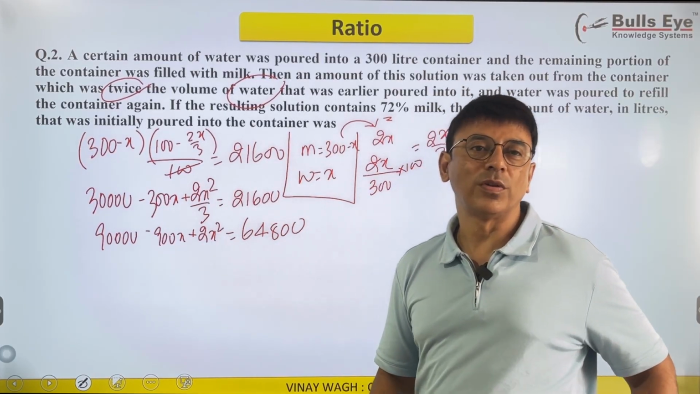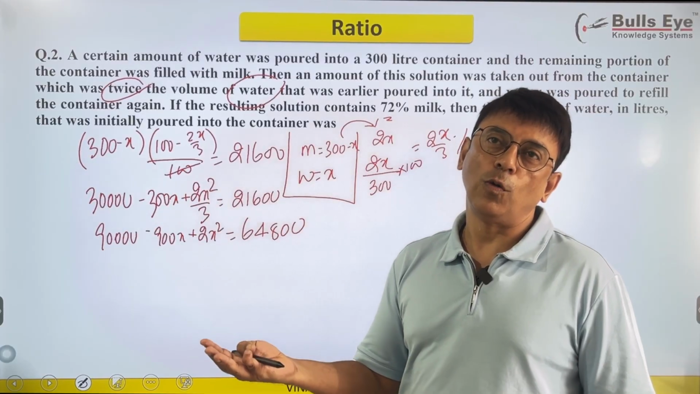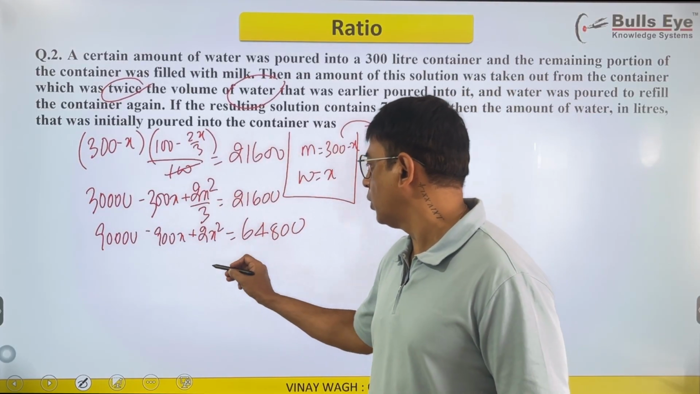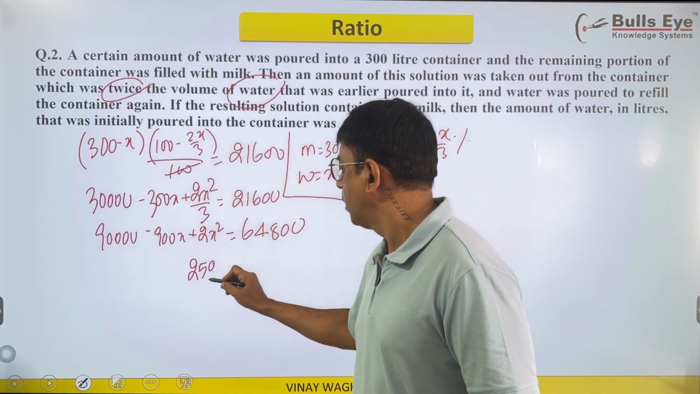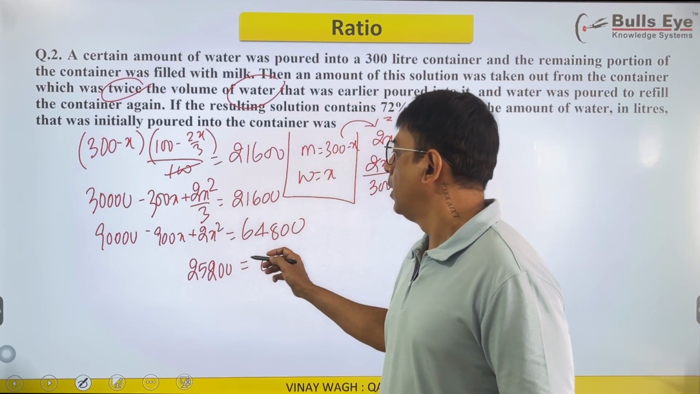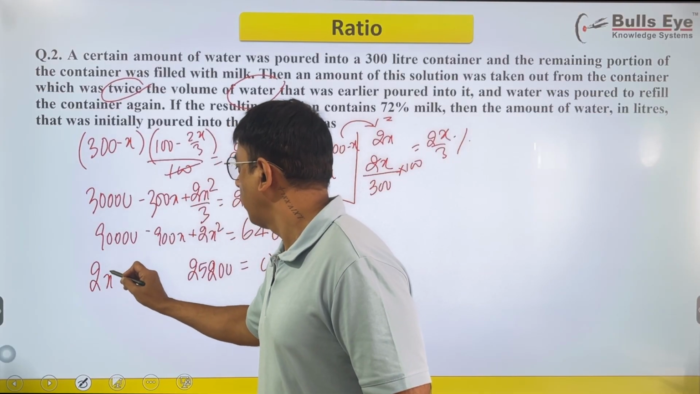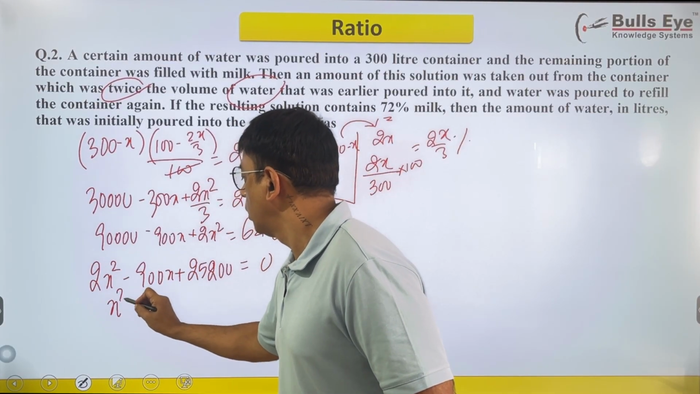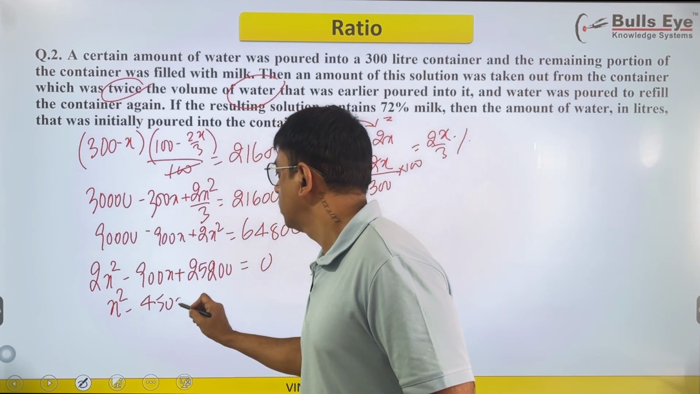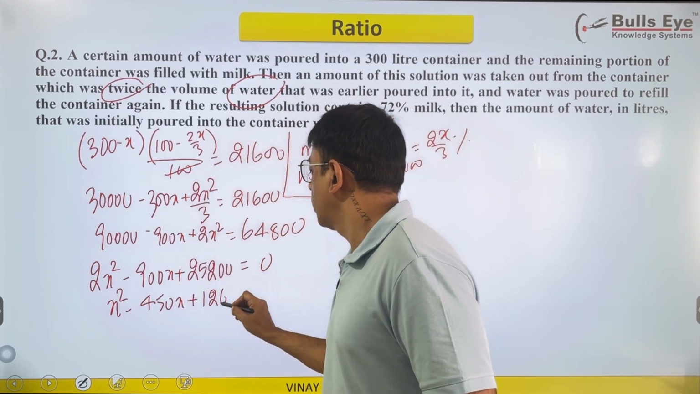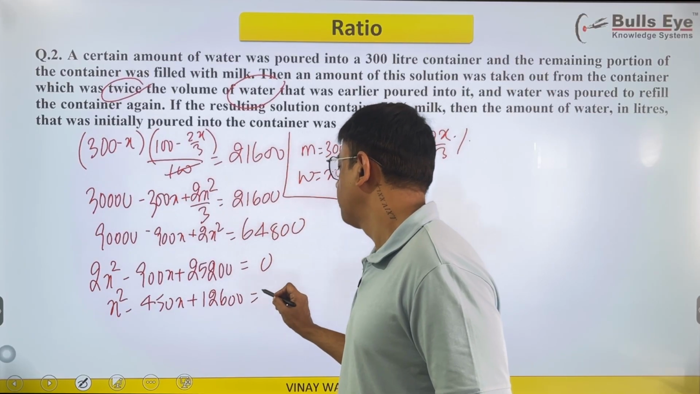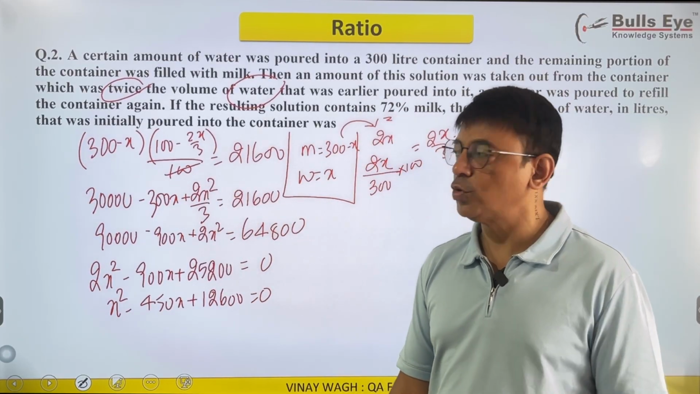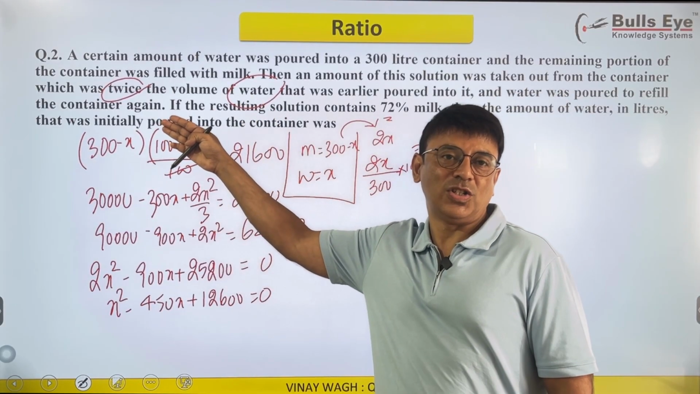90,000 minus 64,800, that's 25,200, and 2x square minus 900x, just dividing it by 2. Okay, so that's done. Again, I don't have options, otherwise I would have used options straight away at this stage.